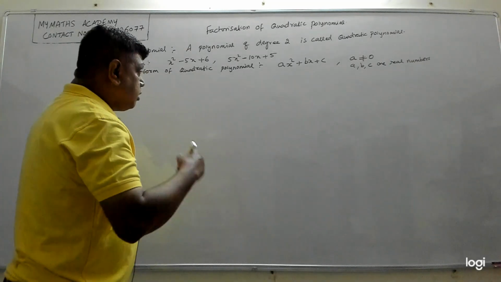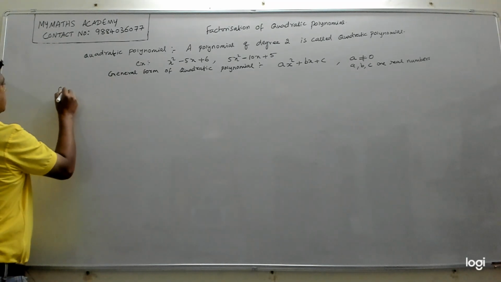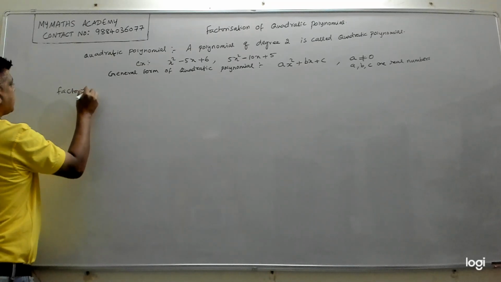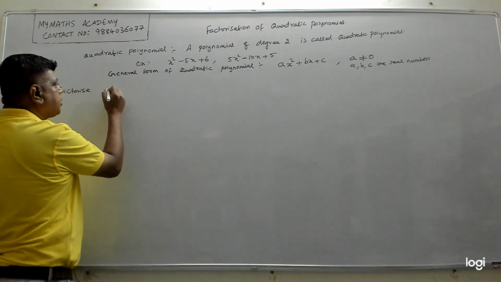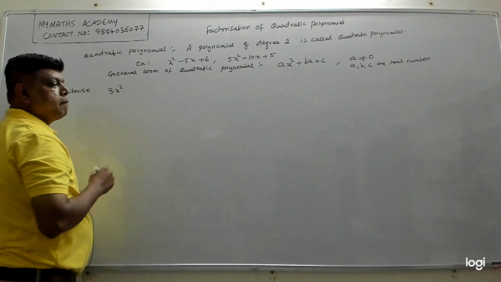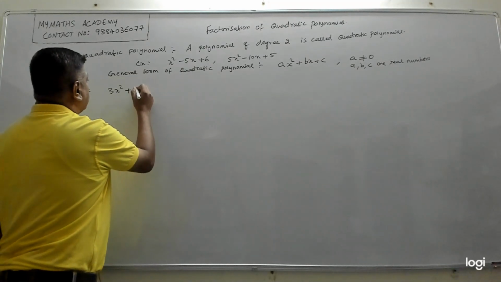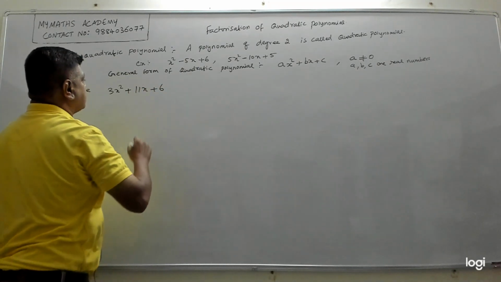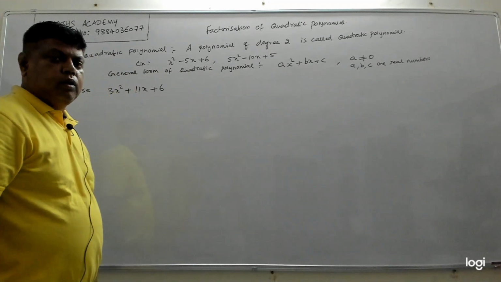Fine. So let's say the next one will take a problem which is: factorize the quadratic polynomial 3x square plus 11x plus 6. Now we need to factorize this quadratic polynomial.